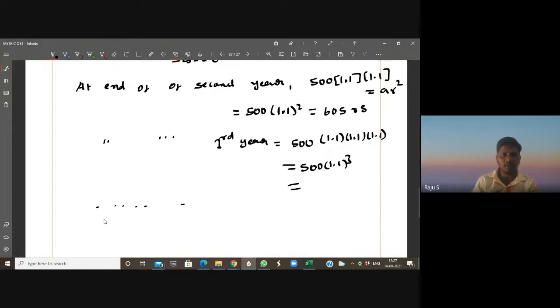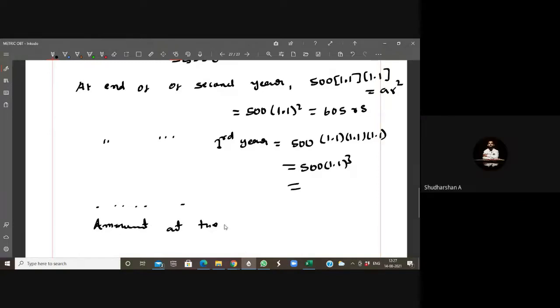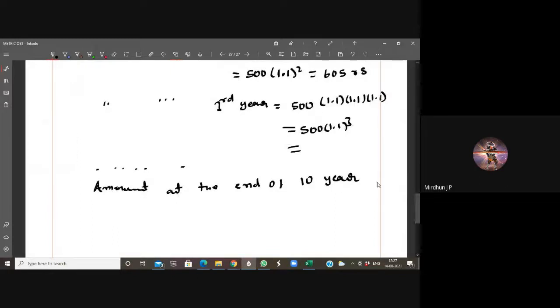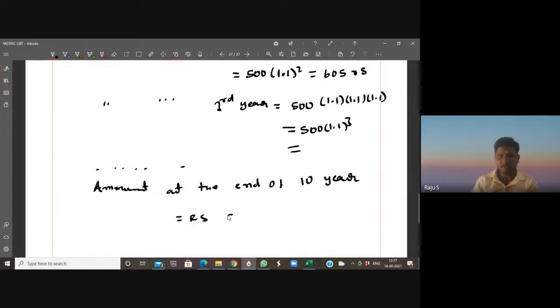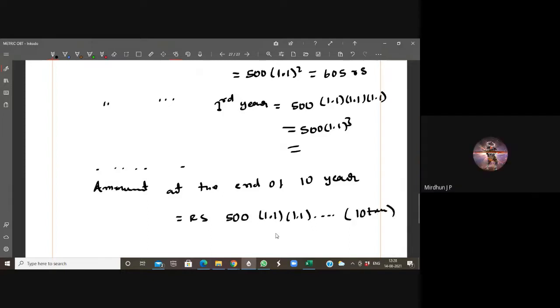The amount at the end of the third year will be 665.5. After 10 years, you will receive 1296.87112 rupees. That is equal to rupees, here we will write 500 into 1.1, 1.1, and so on. It is repeated 10 times.